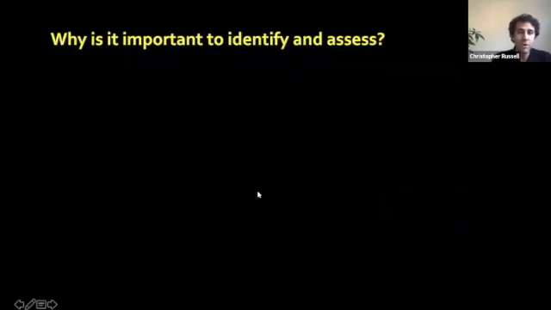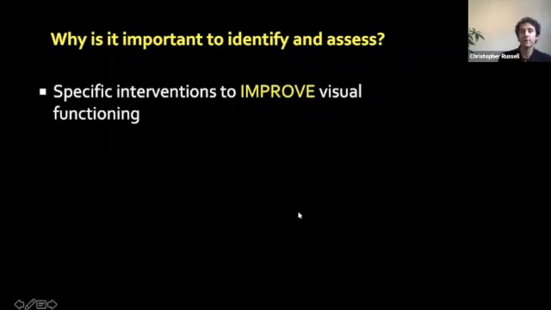So why is it so important to identify and assess CVI, and what makes it so unique from other conditions? CVI, unlike ocular visual impairments, involves specific interventions that are intended to improve visual functioning or visual processing. So if you think about the expanded core curriculum and compensatory skills in the expanded core curriculum, for students with ocular visual impairments that are either static, stable, or progressive, we're not trying to improve their vision.